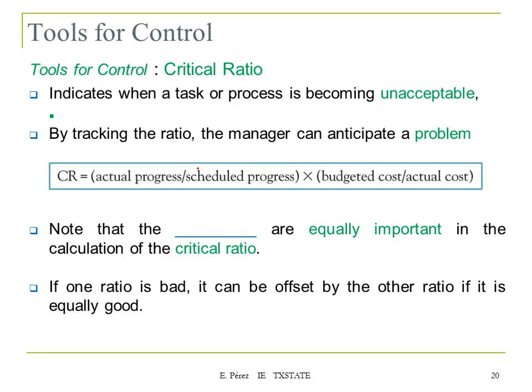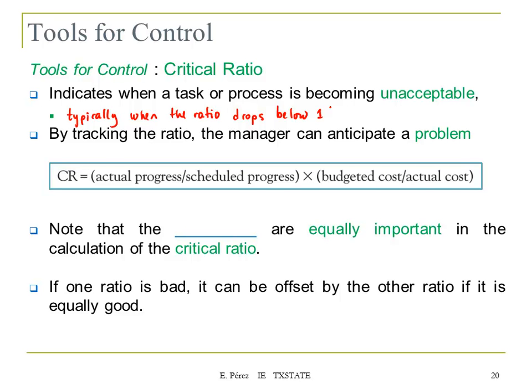Another tool for control is the critical ratio. This indicates when a task or process is becoming unacceptable. And typically, when the ratio drops below 1, then we know that something is going wrong with the project. So that's an acceptable and an unacceptable ratio. By tracking the ratio, the manager can anticipate the problem.